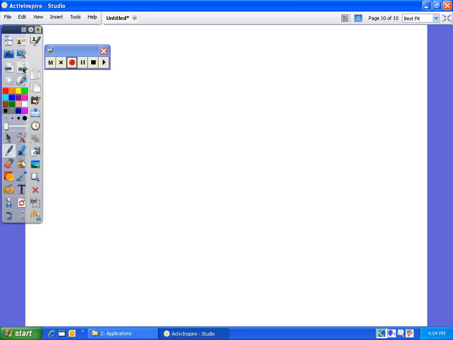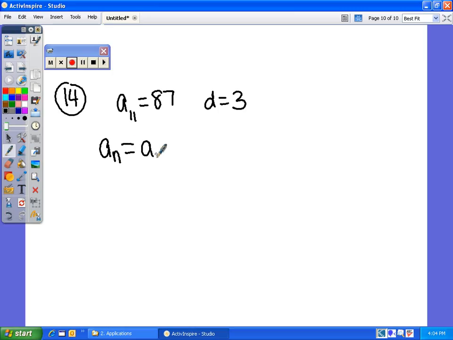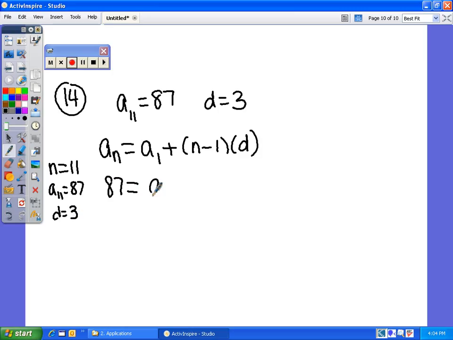Alright. Number 14 says find the first term of the sequence if a sub 11 is equal to 87 and d equals 3. So this is an arithmetic sequence. So you use a sub n equals a sub 1 plus n minus 1 times d. So I'm going to put 87 in this place. A sub 1 is what I'm looking for. N is 11. And my d is 3. So now I'm just going to work it out.